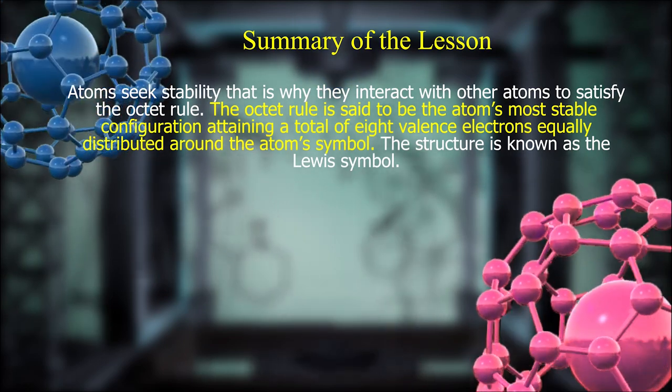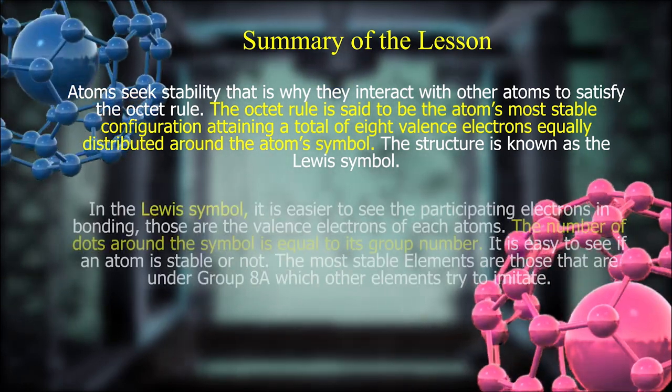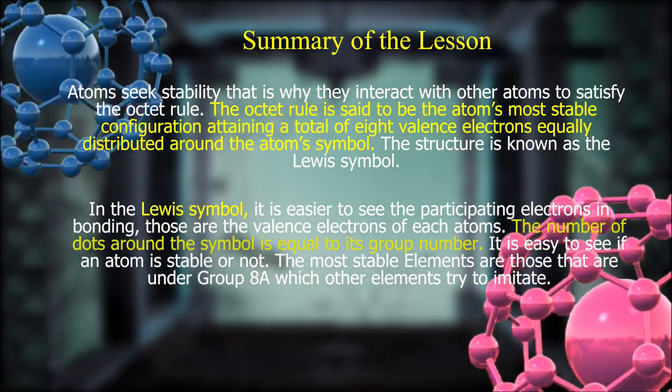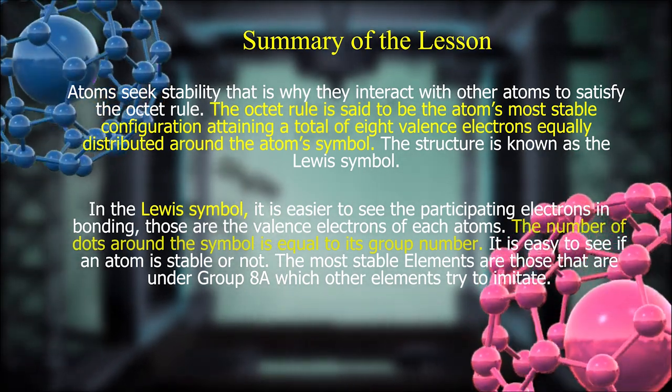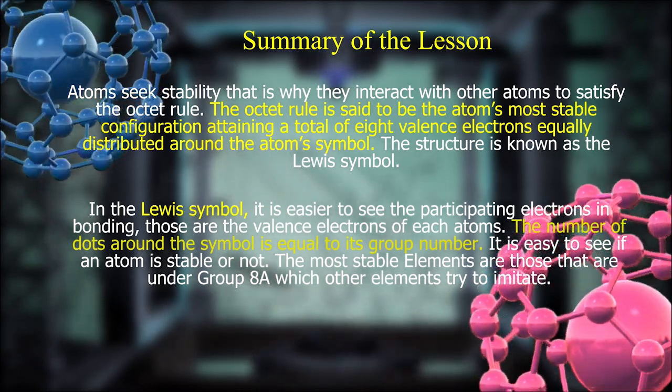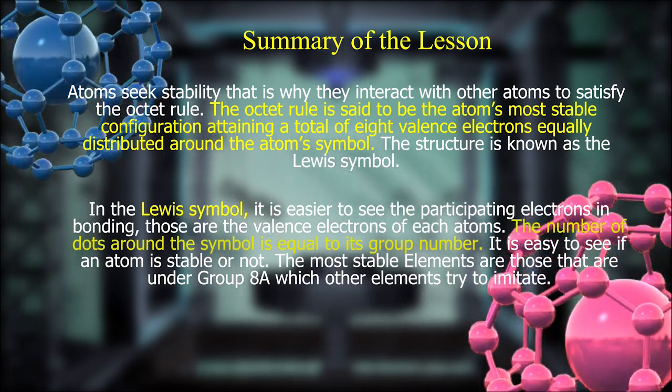The structure is known as the Lewis symbol. In the Lewis symbol, it is easier to see the participating electrons in bonding. Those are the valence electrons of each atom. The number of dots around the symbol is equal to its group number.